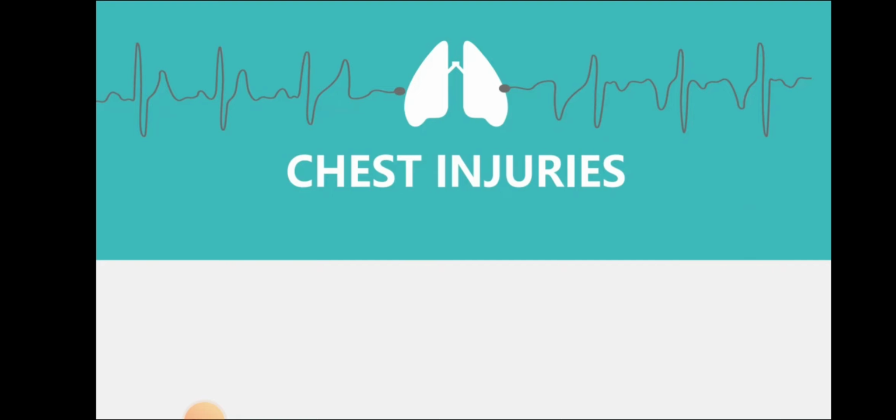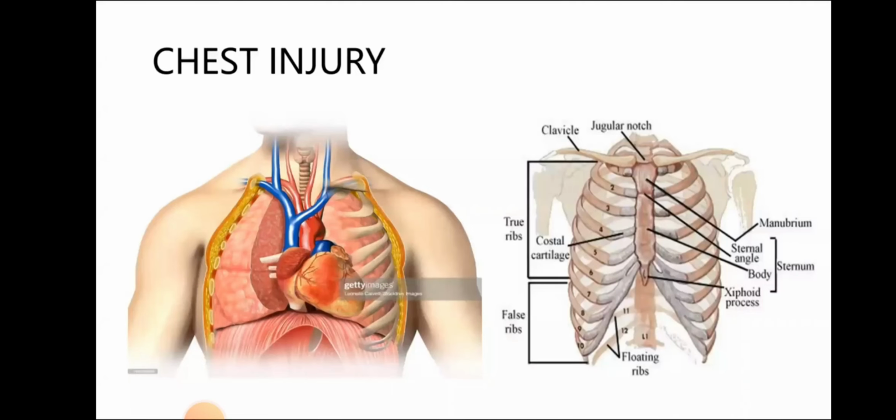And the causes of chest injuries can be road traffic accidents, industrial accidents, assault with blunt objects, fall from height, crush injuries, stab injuries, gunshot injury, etc. These are the different causes for chest injury. And among the chest injuries, the first or the main one is fracture of the ribs.